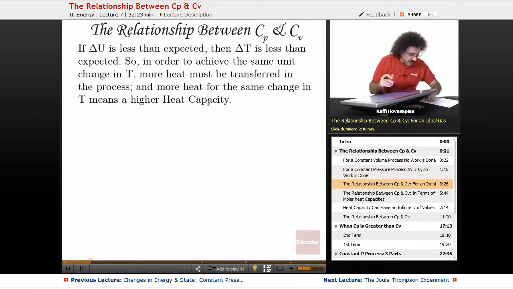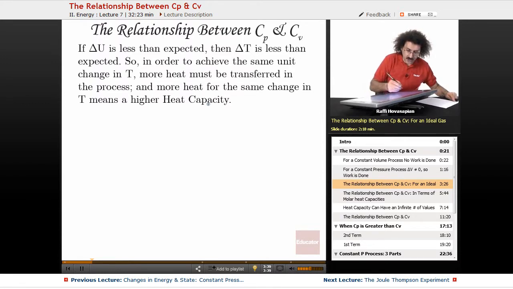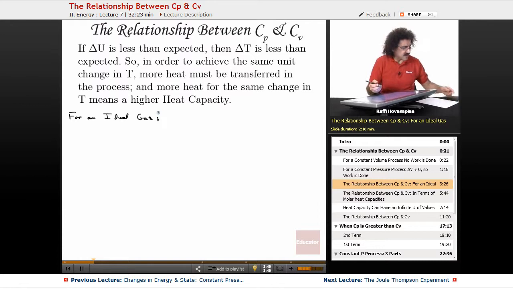Okay, now let's do a little bit of work here. Let's find out what this relationship between Cp and Cv actually is. Let's find an equation. For an ideal gas, it's actually really simple. There are several ways to get this, and I just decided to take what I consider to be the easiest, quickest approach.